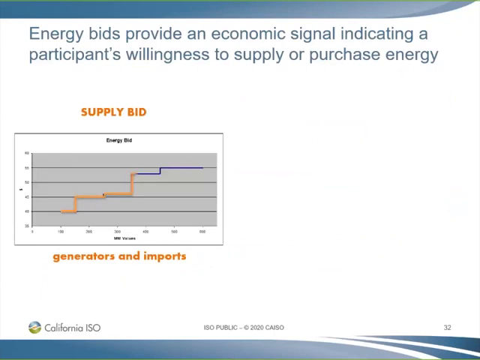Energy bids provide an economic signal indicating a participant's willingness to supply or purchase energy. All of the day-ahead energy bids are submitted by scheduling coordinators. When a scheduling coordinator submits a bid for a supply resource, they provide us with the quantity of megawatts they are willing to offer at various price points. As the price increases, the quantity offered increases also.